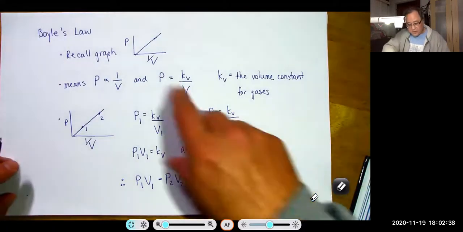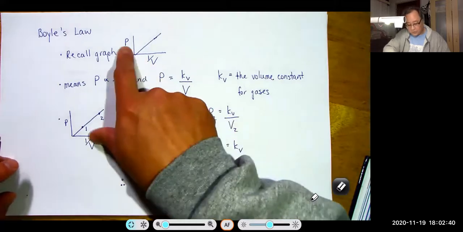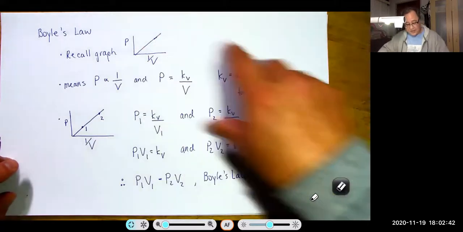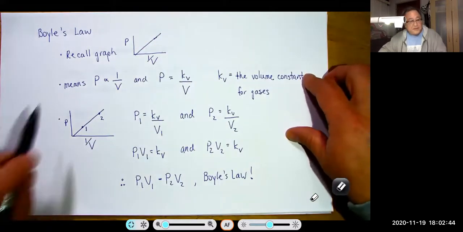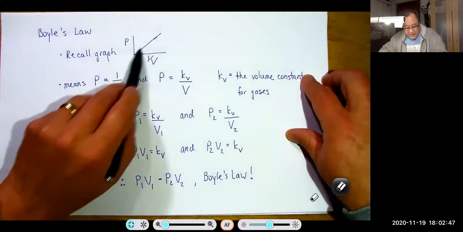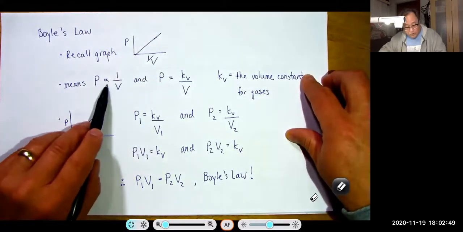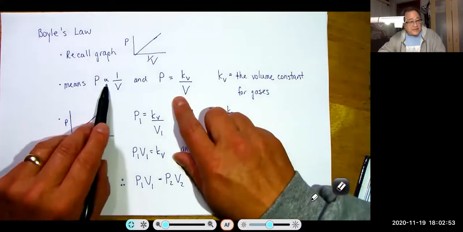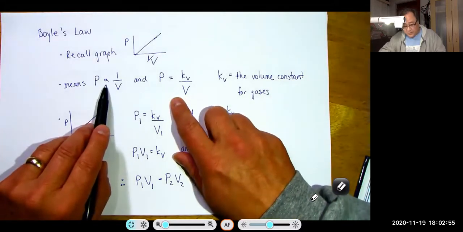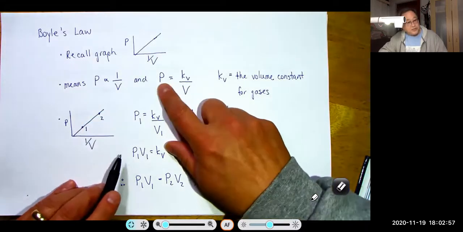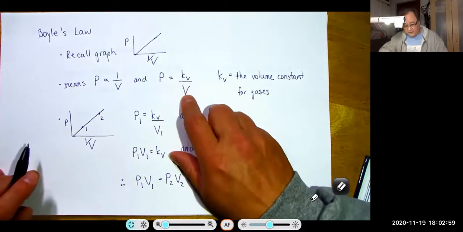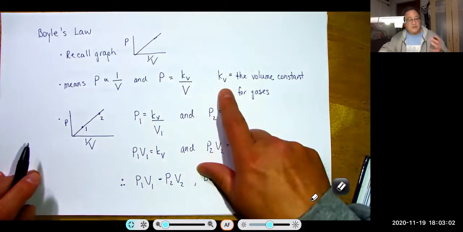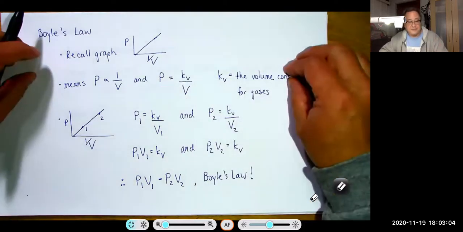So here I've drawn the graph again. Here's the pressure, here's 1 over V, and it's a straight line. So this means that since we have a straight line here, the pressure is proportional to 1 over V. Now we can get rid of this proportionality symbol and put equal there and say that the pressure is equal to kV over V, where kV is the volume constant for gases.